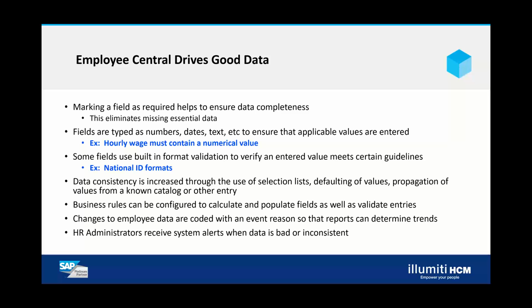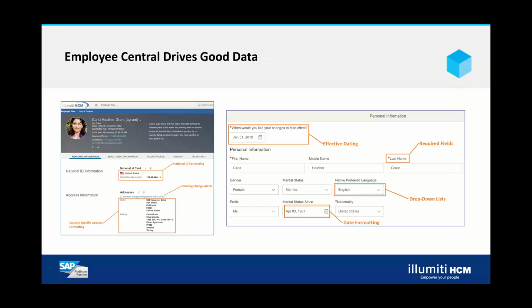And one of the nice underlying foundational principles of Employee Central is that HR administrators are alerted to bad or inconsistent data. So if something happens to get by one of those checks on the user side of things, HR administrators are alerted to perhaps a gap in data or perhaps an inconsistent value in a particular record, so that that information can be corrected and entered in a complete format. So this is just a screenshot of what some of those pieces look like.